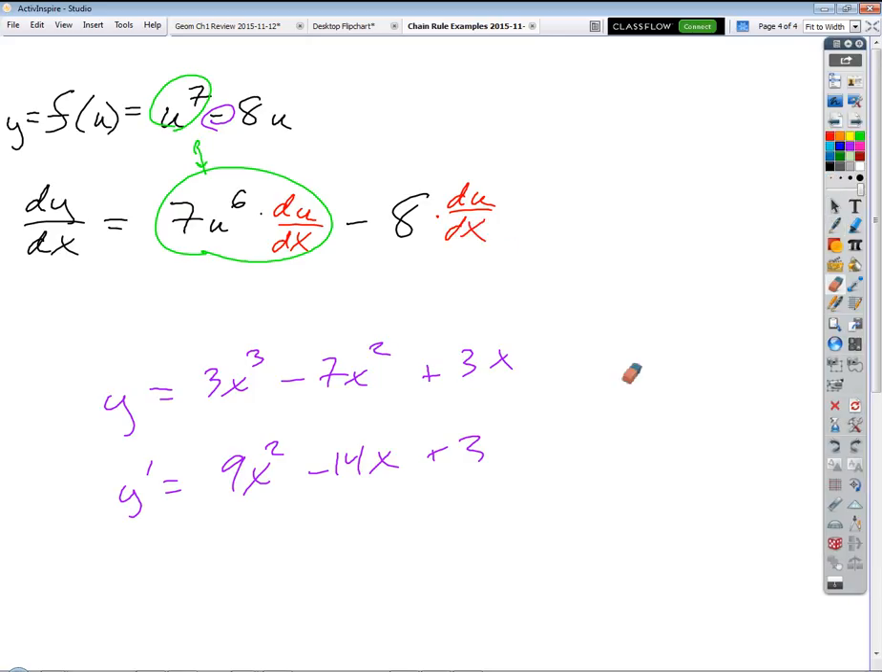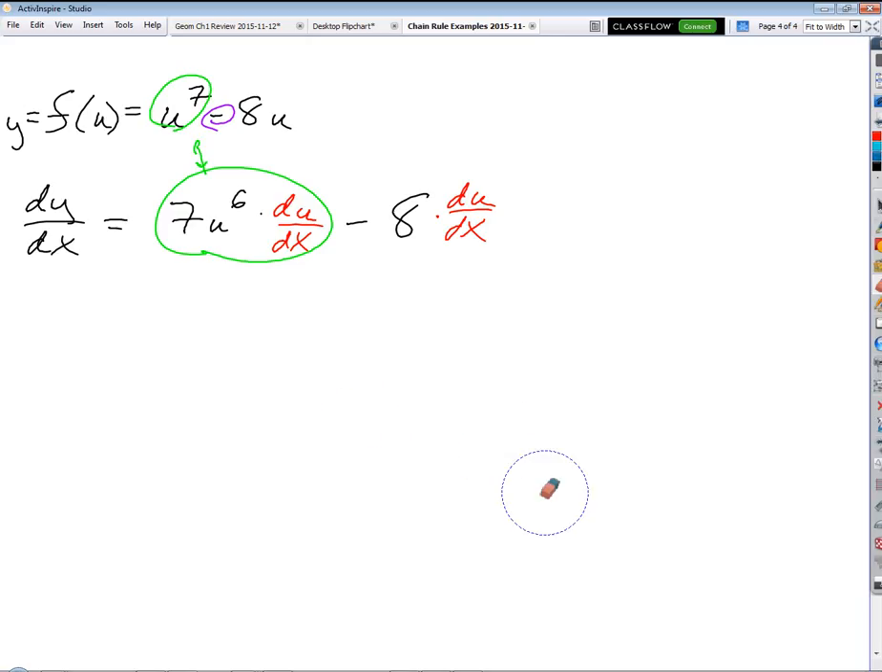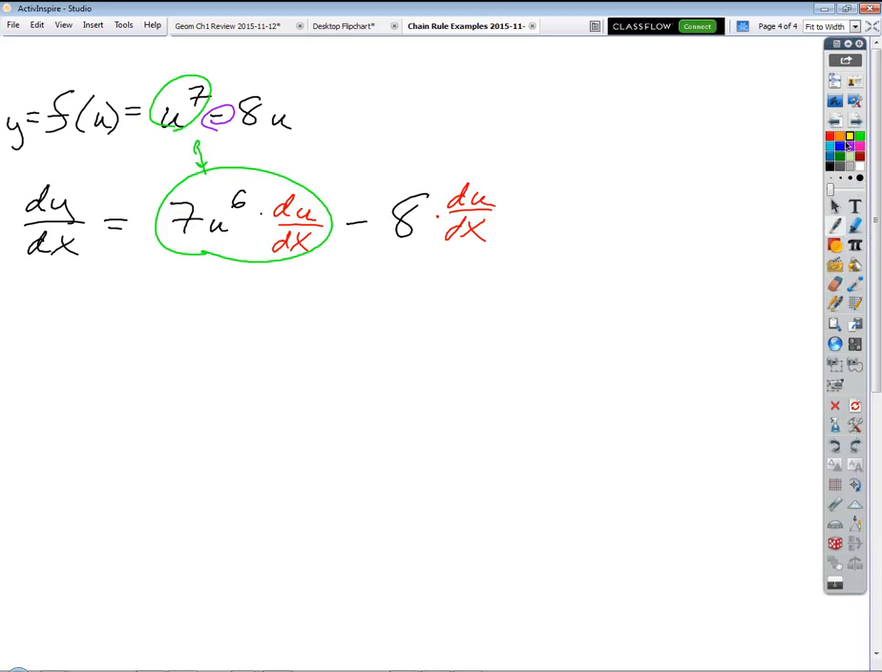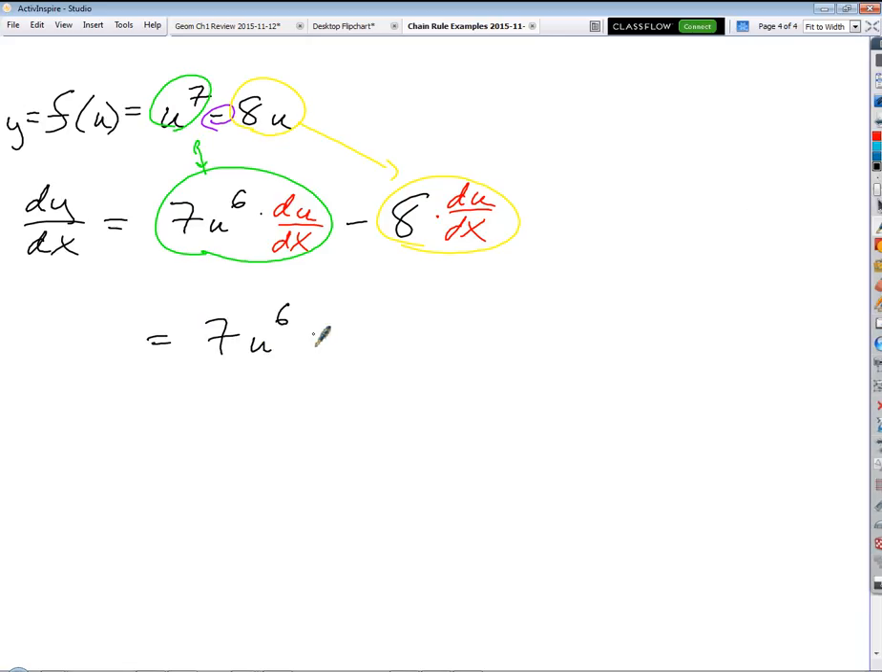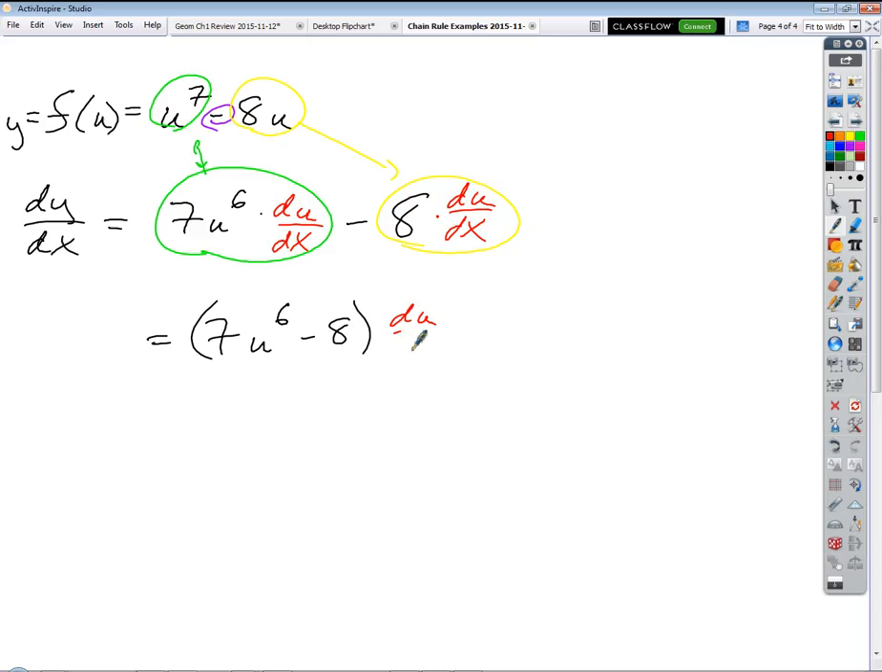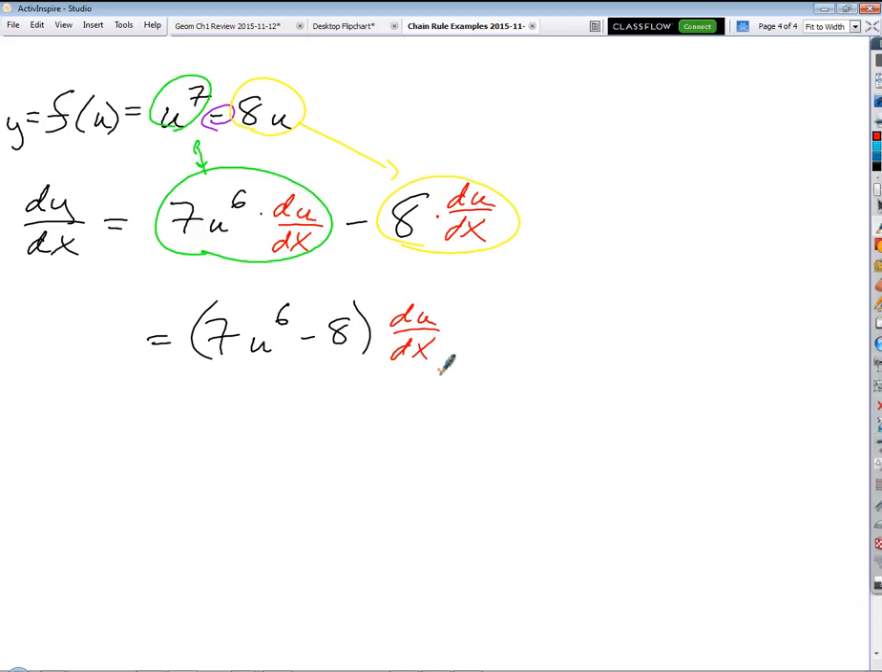Okay, now hold on. This is big. This is going to be an aha moment for you. Okay, so now if I wanted to do a little algebra here, is there something I could factor out? Yeah, a du/dx. So my answer looks like, watch, 7u to the 6th minus 8 times du/dx. Right, so I factored that out. Okay, got it?